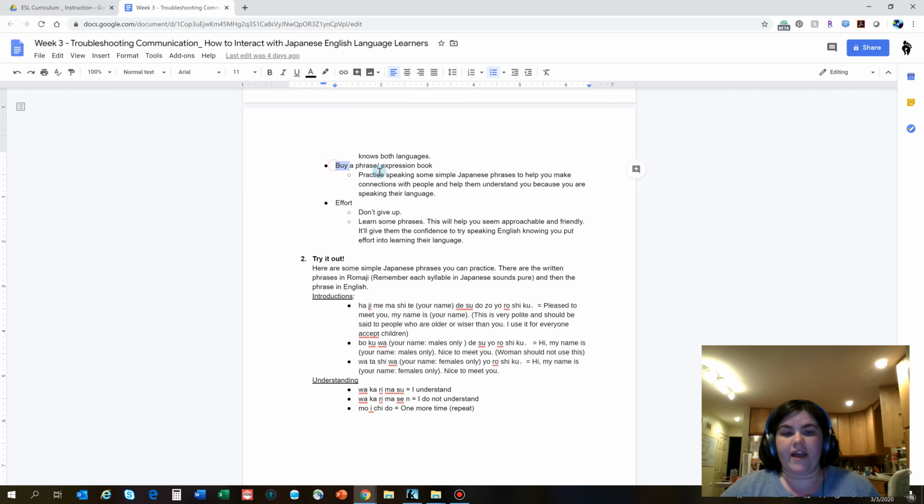You could also buy a phrase book or expression book and practice speaking some simple Japanese phrases. This will really help the Japanese language learner or English language learners open up, and it will make you more available to have genuine connections with them, because I think anybody feels this way, when you hear somebody speaking the language that you understand, it helps you feel more comfortable.